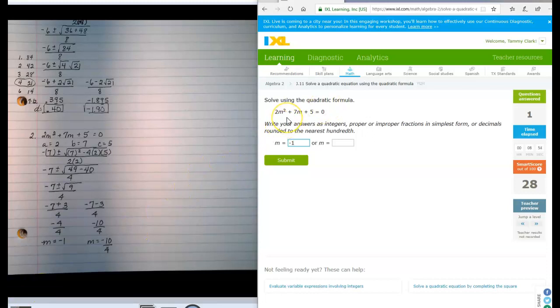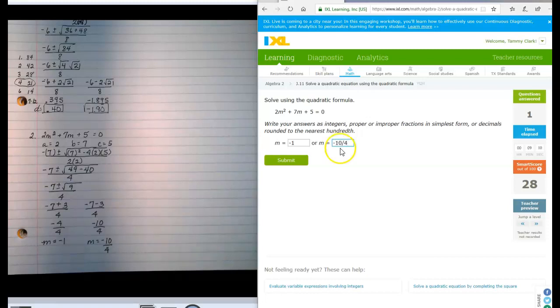Forgive me, I'm doing a little checking in my head. Negative 1 squared is 1, times 2 is 2. Plus negative 7, which is negative 5, plus 5 is 0. Okay, that one's right. And then negative 10 over 4.